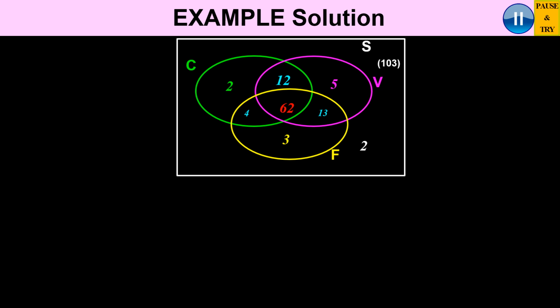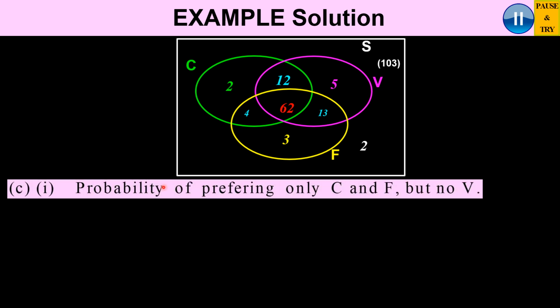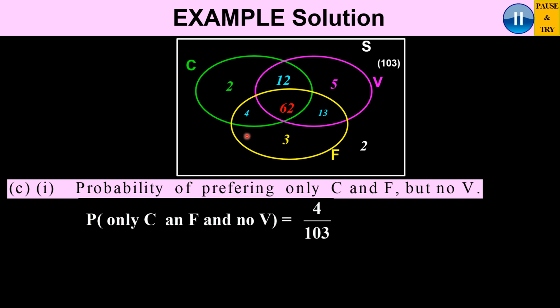Now let's look at the probability questions here, and it's important that we read the questions carefully. We have to determine the probability of eating only chicken and fish. So if I look at chicken and fish, that's the 4 and the 62. But they say no vegetables, so I must take the vegetable part away. So that only leaves us with that 4. So only chicken and fish, but no vegetables, that is 4 over 103.